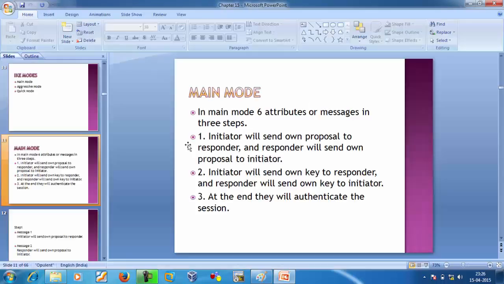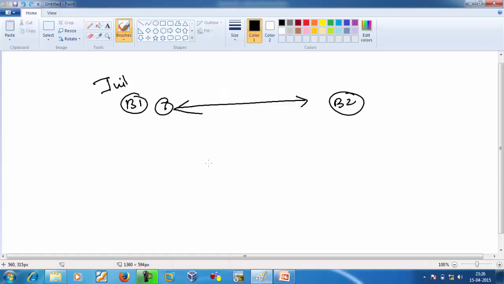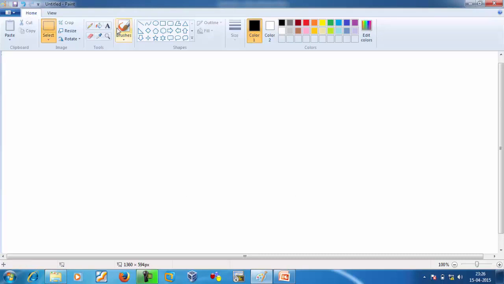Again I am repeating, in main mode 6 messages are divided into 3 steps. The initiator will send a proposal to the responder, the responder will send a proposal to the initiator. Second, the initiator will send a public key to the responder, the responder will send a public key to the initiator. Third, the initiator will authenticate the session, the responder will authenticate the session. So this was rough, but we want to know it in depth. So we require a new diagram here. Please have patience.